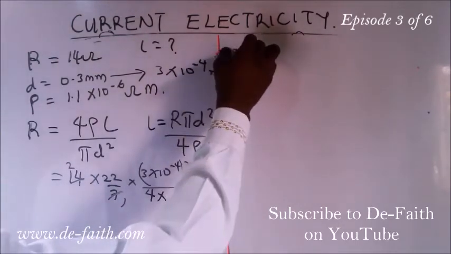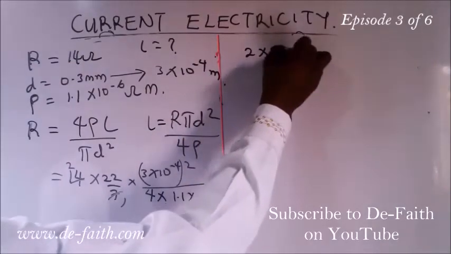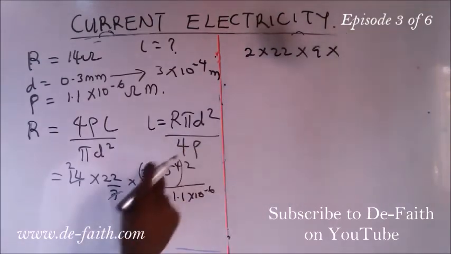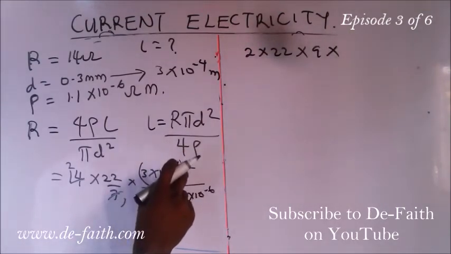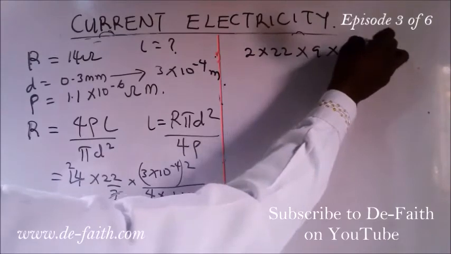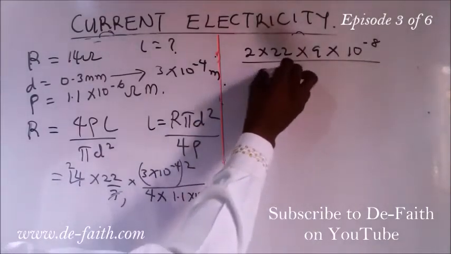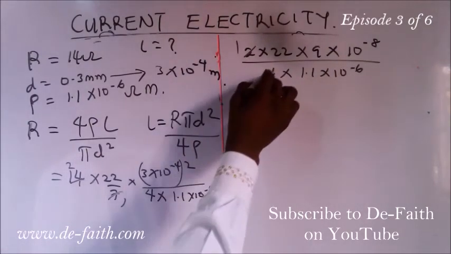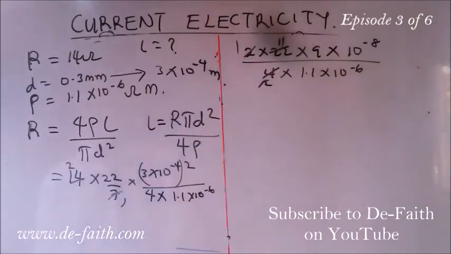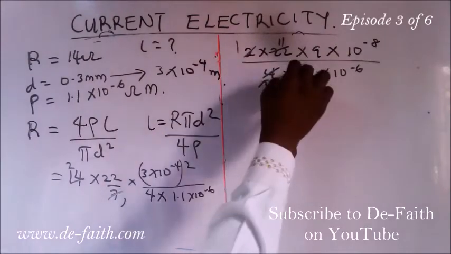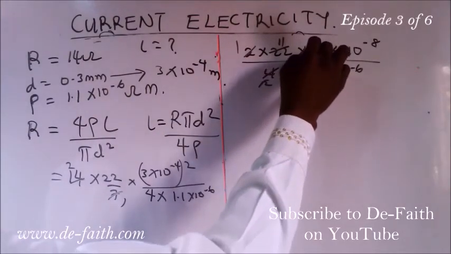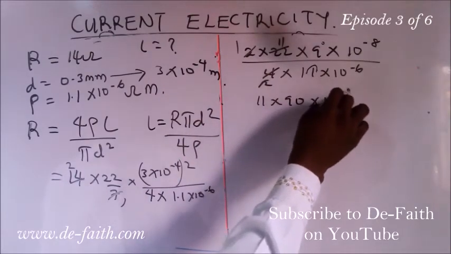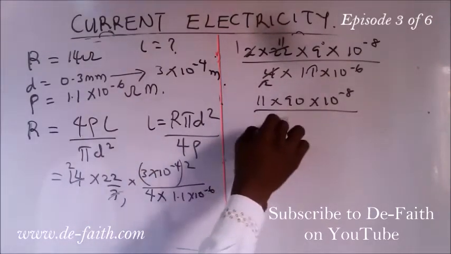So we have 2 times 22 multiplied by, this means 3 squared, that is 9. Then 10 minus 4, then 2. That will be 10 minus 8 over, we have 4 multiplied by 1.1 times 10 to the power minus 6. 2 here 1, 2 here 2, then this gives us 11. We could move this decimal here and we'll have 0 here. So we have 11 times 90 times 10 to the power minus 8 over, this now is 11.